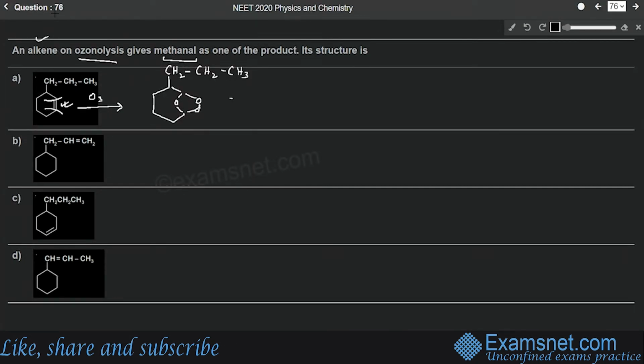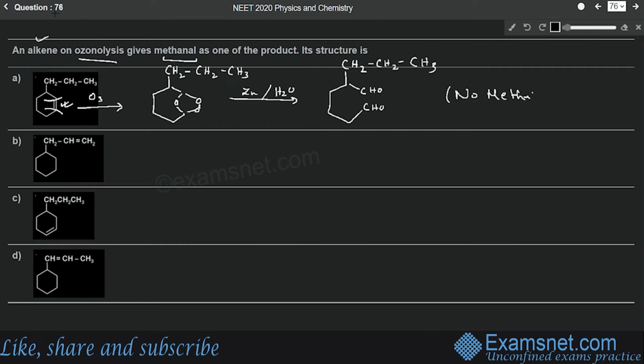Now in the next step, this will react with zinc and water. So we'll get the final product which will look something like this: one CHO this side and one CHO this side. So two aldehyde groups will be added. And the side chain will again remain unaffected. So this is the final product here. We can see that no methanal is formed, so this is not the correct answer.